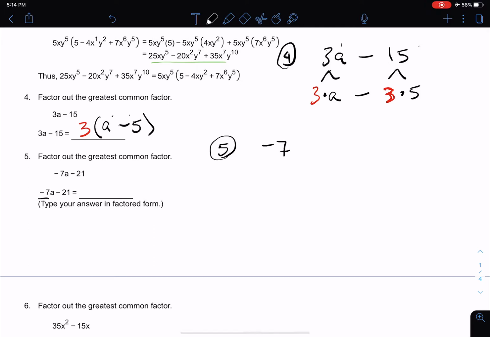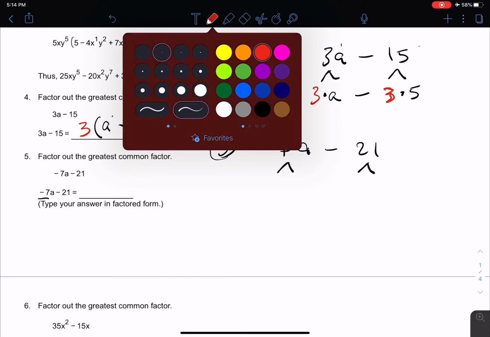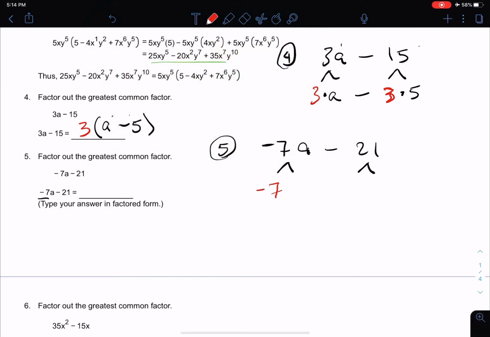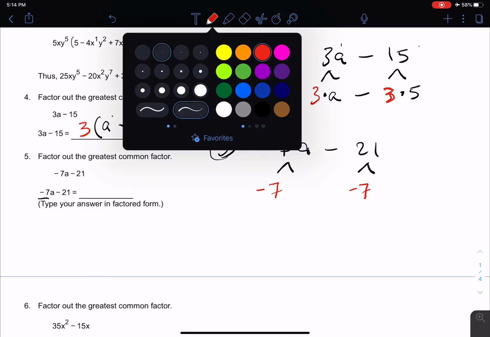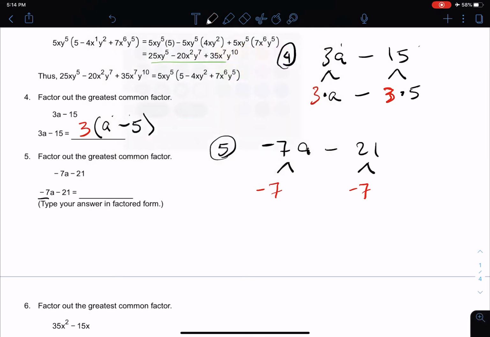So we have negative 7a minus 21, and we're looking for the greatest common factor, and since that leading negative is there, let's factor it out. So we're going to go ahead and take out a negative 7 as a leading greatest common factor. We look at our variable a, and we don't have any value there over here, right? So a is not going to be a greatest common factor.